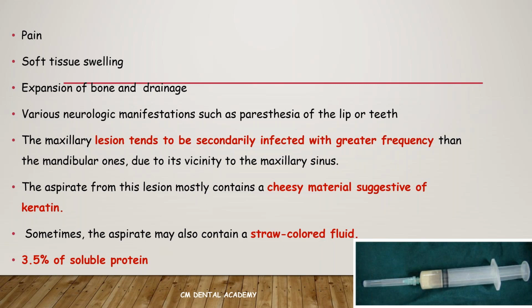When we aspirate the material from the cystic lumen of the odontogenic keratocyst, it shows a cheesy material suggestive of keratin. In a photograph, you can see the cystic aspirate. Sometimes it appears straw colored also. It has a protein content of 3.5%, which is soluble protein.